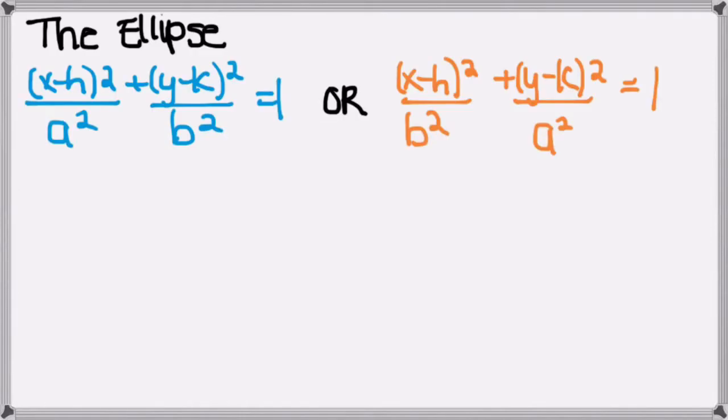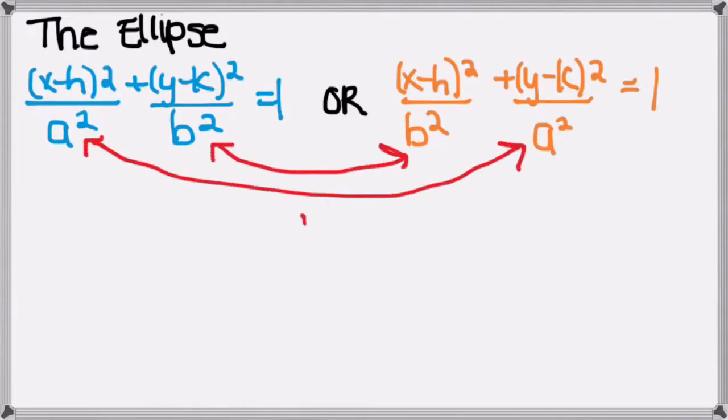In this video, I'd like to talk about the ellipse. Here are the two standard equations of the ellipse. The only difference is the location of the a variable and the b variable.